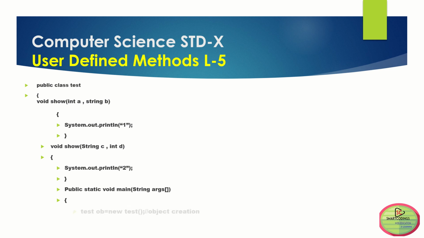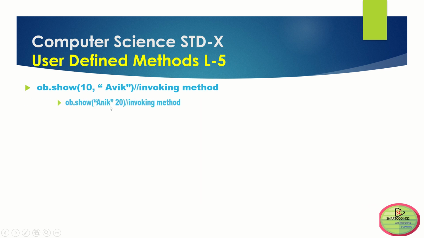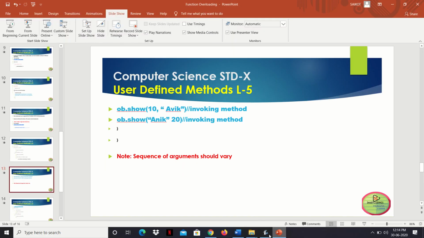Now from the main method, we'll call this in the next slide. As you can see here, ob.show. The first method was what? First was integer, then string, and the second show was string first, then integer. The sequence is changed. If the sequence remains the same, it will not work. Again an error. So the sequence of arguments should vary. Let us see this in the editor first.